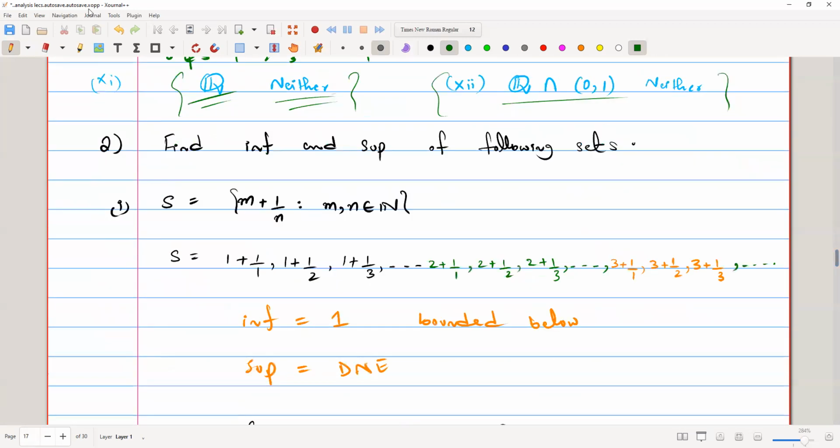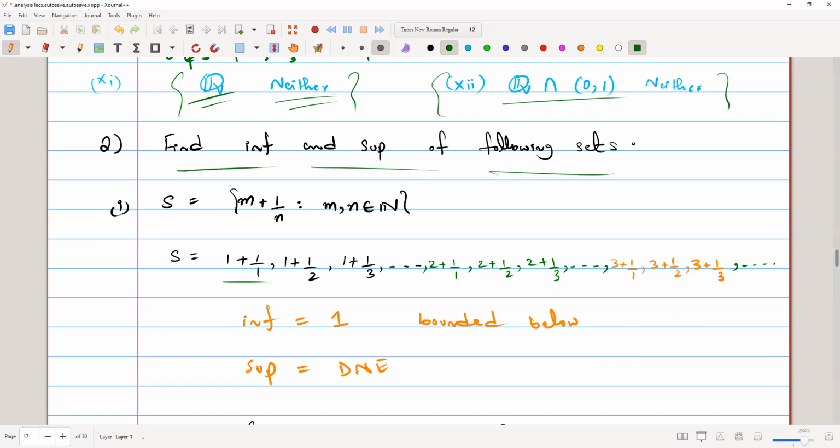So now let's talk about one example. Find the infimum and supremum of the following sets. So we have the set m plus 1 over n such that m, n belong to the natural numbers. So first we can write this set in this way: 1 plus 1 over 1, then 1 plus 1 over 2, 1 plus 1 over 3, and so on.